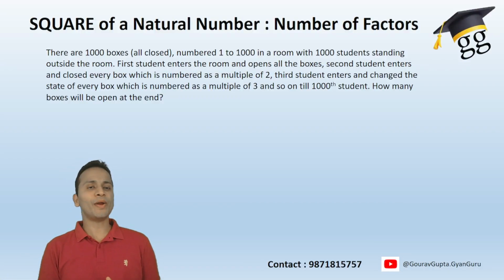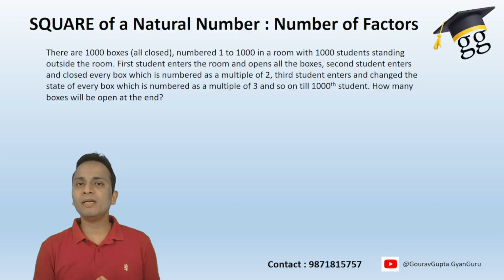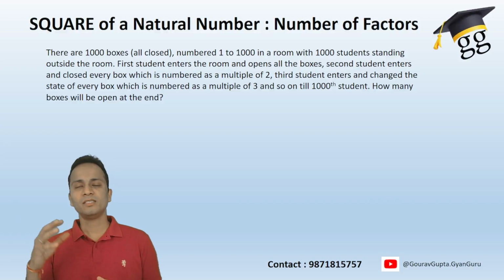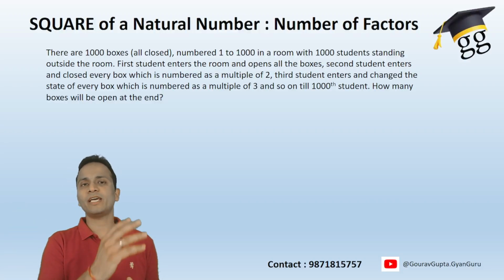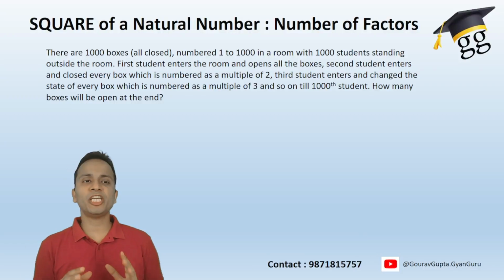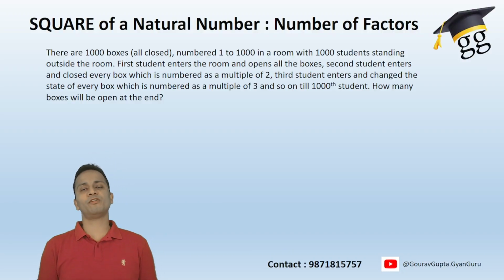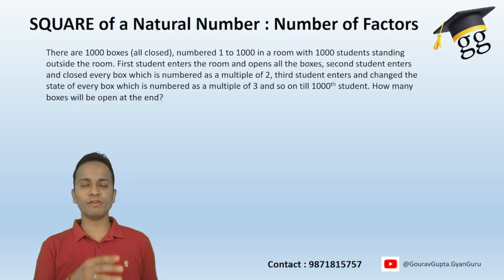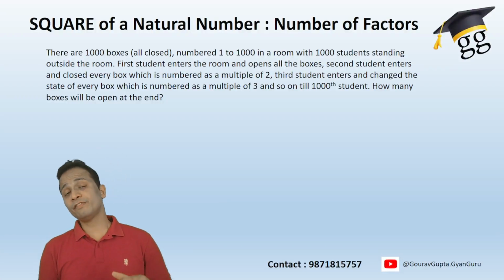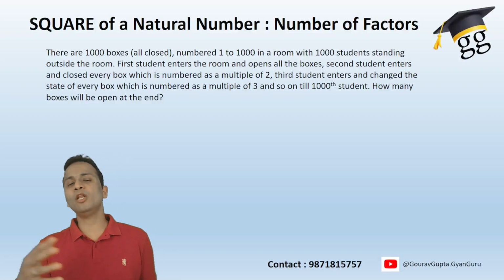The second student now enters and closes every box which is numbered as a multiple of 2. So the boxes whose number was a multiple of 2, the second student closed every such box. Okay. Now the third student enters and changes the state of every box which is numbered as a multiple of 3. So now this third student will go to all the boxes which are numbered as multiples of 3. If that box is open, he will close it. If the box is closed, he will open it.